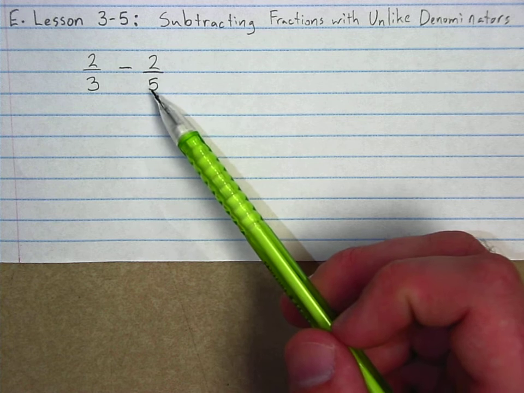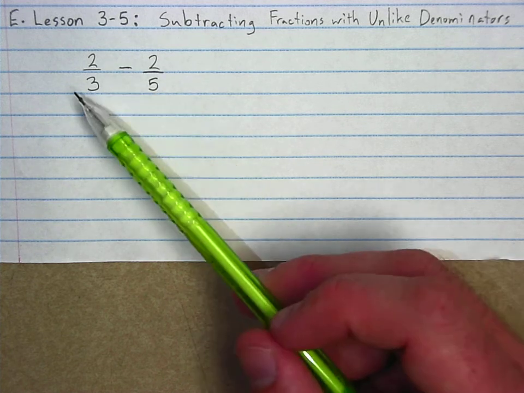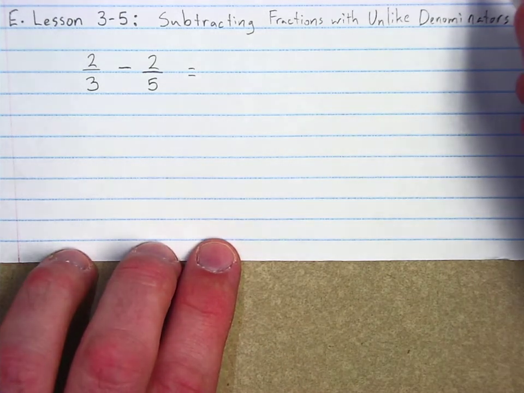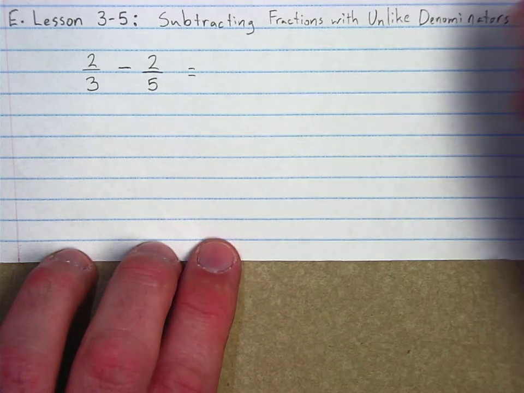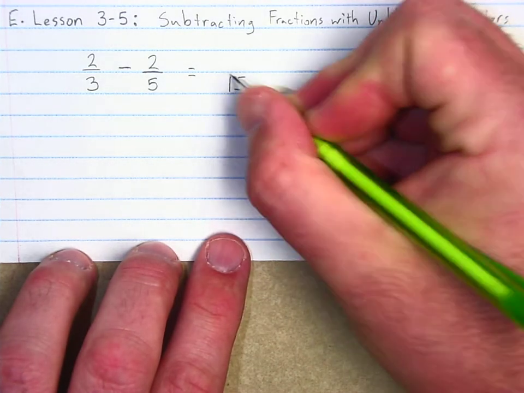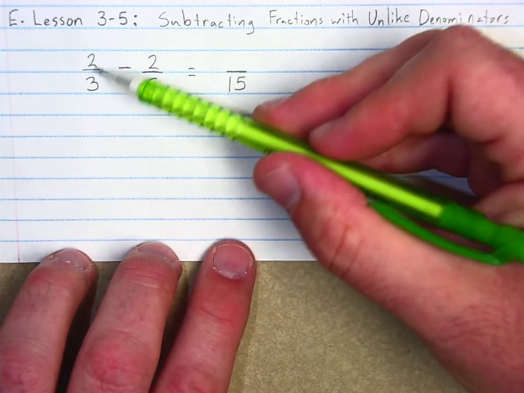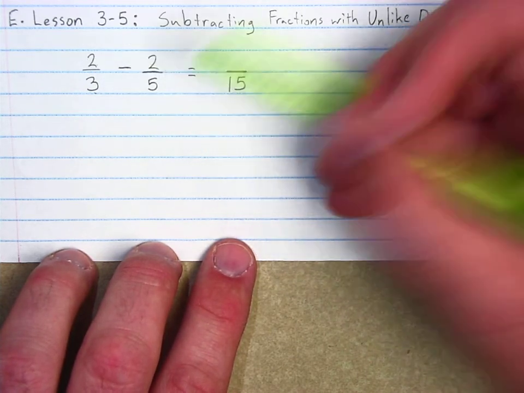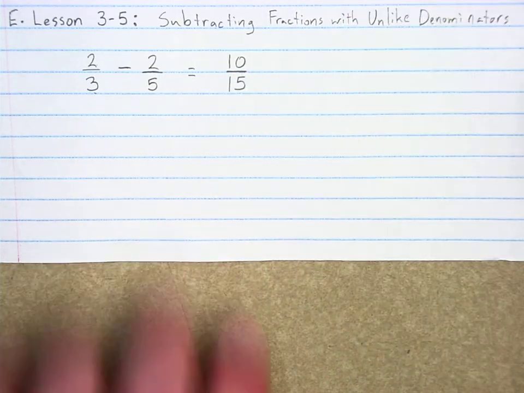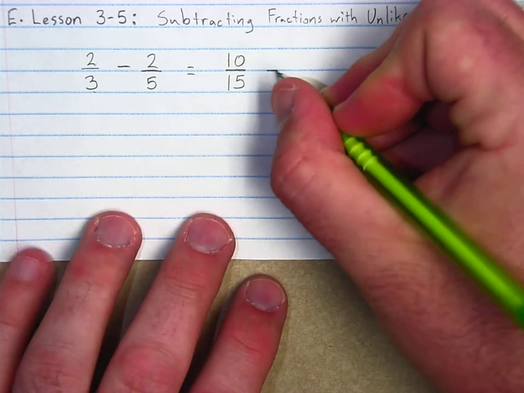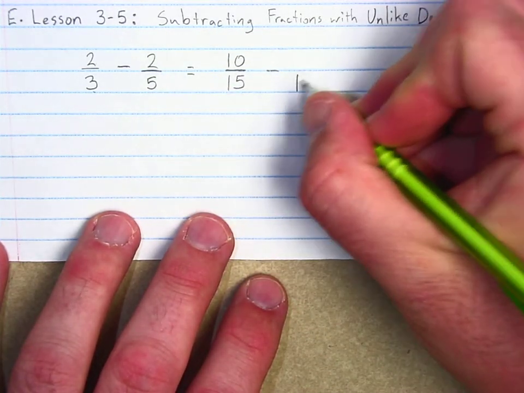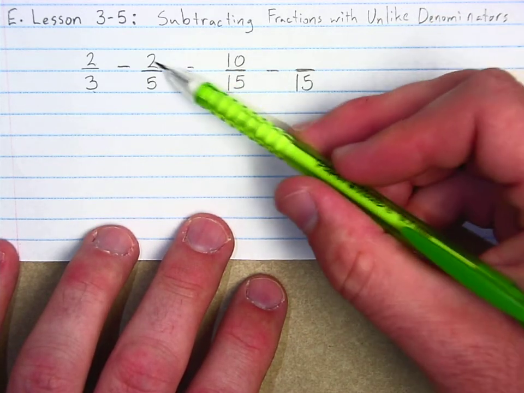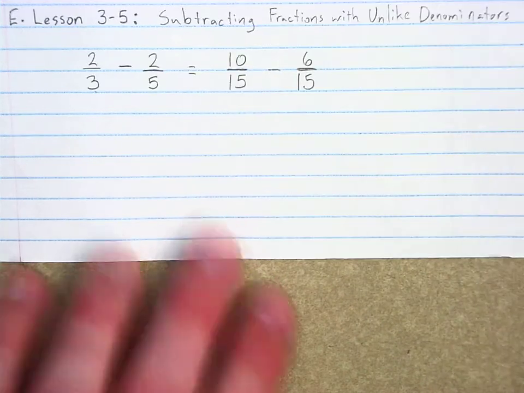Looking at the denominators, we need to find a common denominator, a common multiple of 3 and 5. The least common multiple for those two is actually just multiplying them together. It's 15. 2/3, well, 3 times 5 gets me 15. So 2 times 5 would be 10. That's 10/15. 2/5, again, something over 15. 5 times 3 gets to 15, so 2 times 3 would be 6.